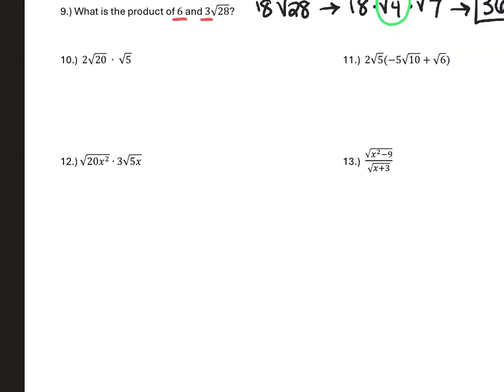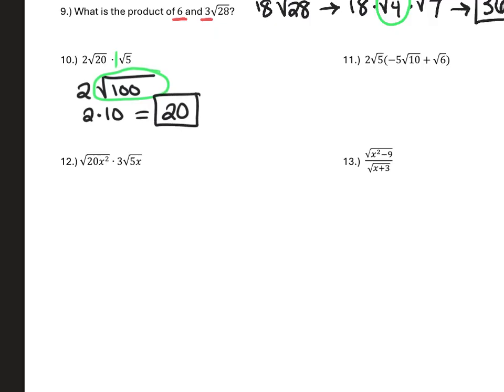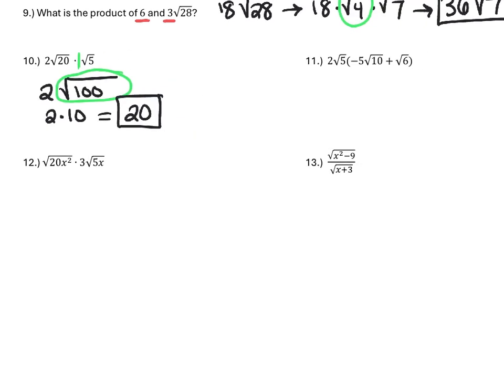If there is nothing in front, like number 10, what is technically in front of square root 5? 1. So we get 2 times 1, which is 2. And then we multiply our radicands. 20 times 5 is 100. 100 is a perfect square itself. What's the square root of 100? The answer's just 10. So we do 2 times 10. We got rid of our root because it was perfect, so we get 2 times 10, which is 20. So remember, it's always multiplication when we have a coefficient next to a root.